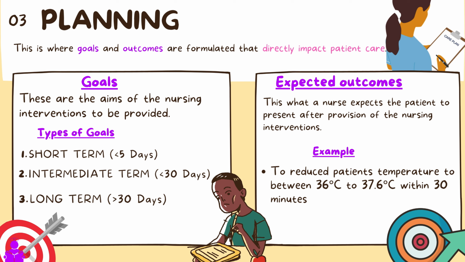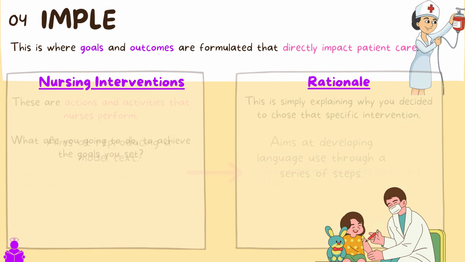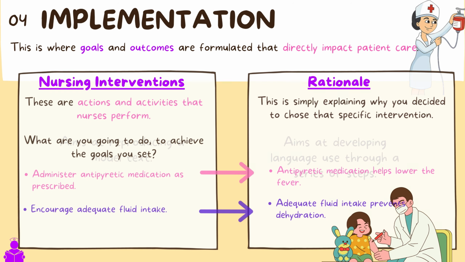For example, instead of just saying reduce patient's fevers, an expected outcome would be to reduce patient's temperature to between 36 degrees Celsius to 37.6 degrees Celsius within 30 minutes. That is what we call an expected outcome. So you see how specific and how measurable it is. Therefore, these detailed expected outcomes are going to help us track the progress, and then we adjust our plan if needed, right?